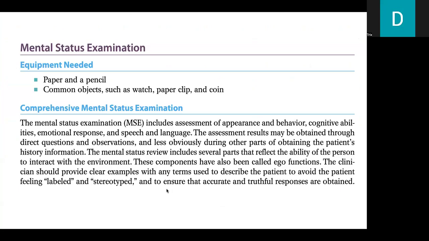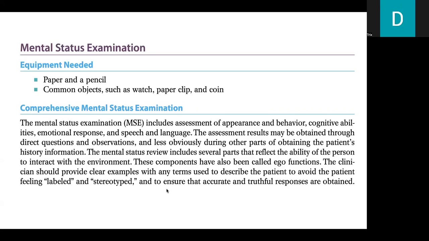Comprehensive mental status examination. The mental status examination includes assessment of appearance and behavior, cognitive abilities, emotional response, and speech and language. The assessment results may be obtained through direct questions and observations, and less obviously during other parts of obtaining the patient's history information.